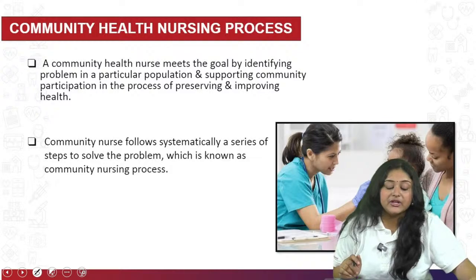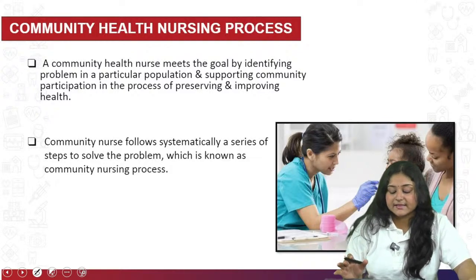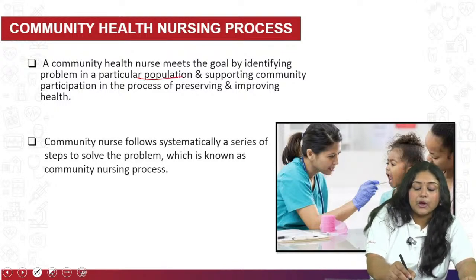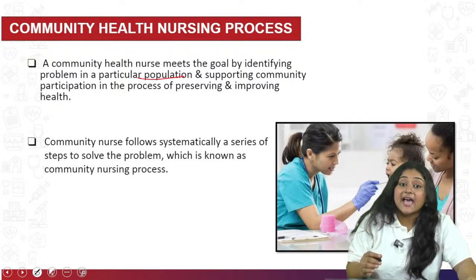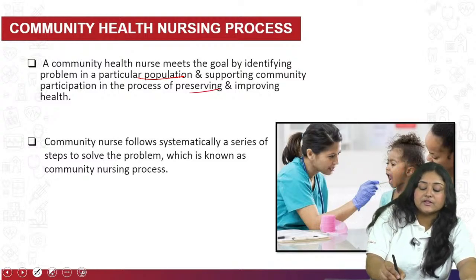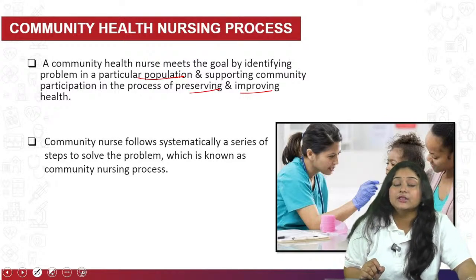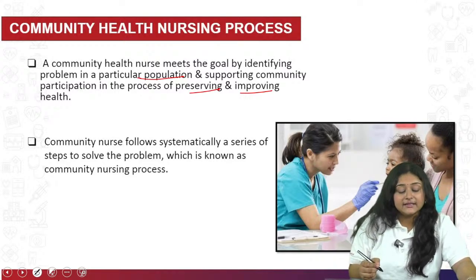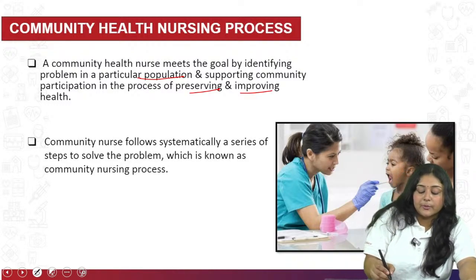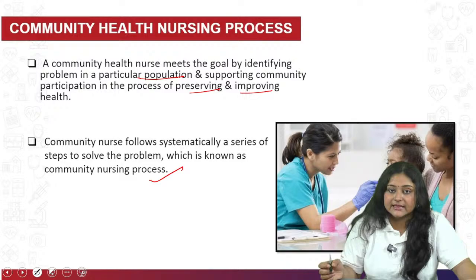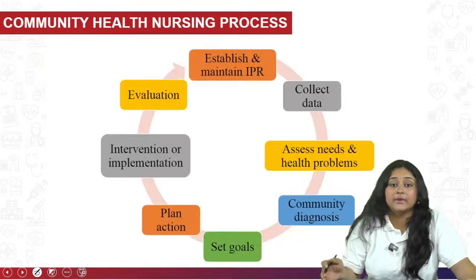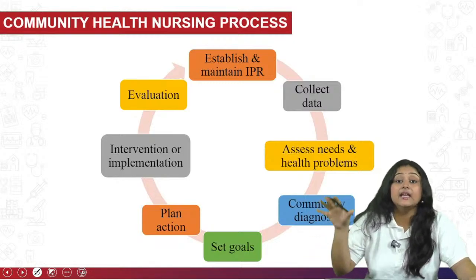Now, the community health nursing process. So what is this? The community health nurse mainly meets the goal by identifying the problem in a particular population as well as by supporting community participation, which is helpful in the process of preserving and improving the health of the public sector. Community health nurses follow a systematic series of steps to solve the problem, which is known as the community health nursing process. It is the same as the normal nursing process which is maintained in the hospital setting.